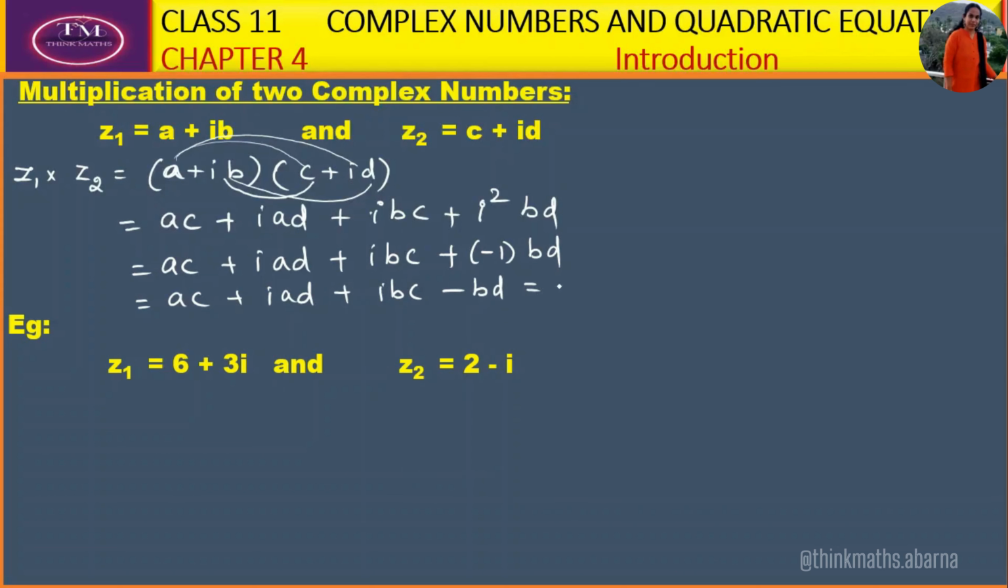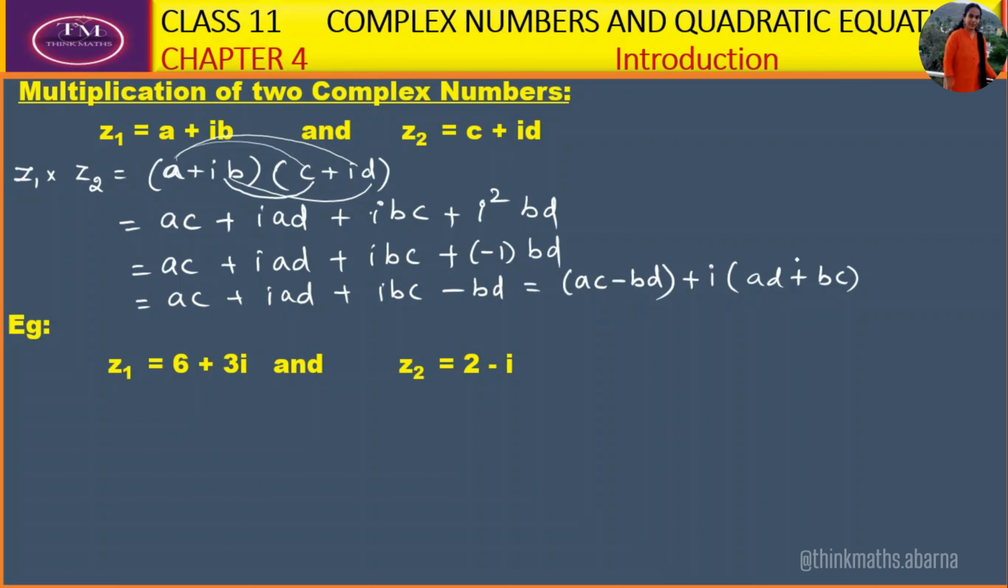So you can write this as AC minus BD. So this is the real part plus i into what is the imaginary part? AD plus BC. Okay. So this is the way you have to multiply. So the multiplication is same as multiplying any linear equation, x plus 3y or x plus 6y. In the same way you have to multiply this. The answer will be AC minus BD plus i into AD plus BC.